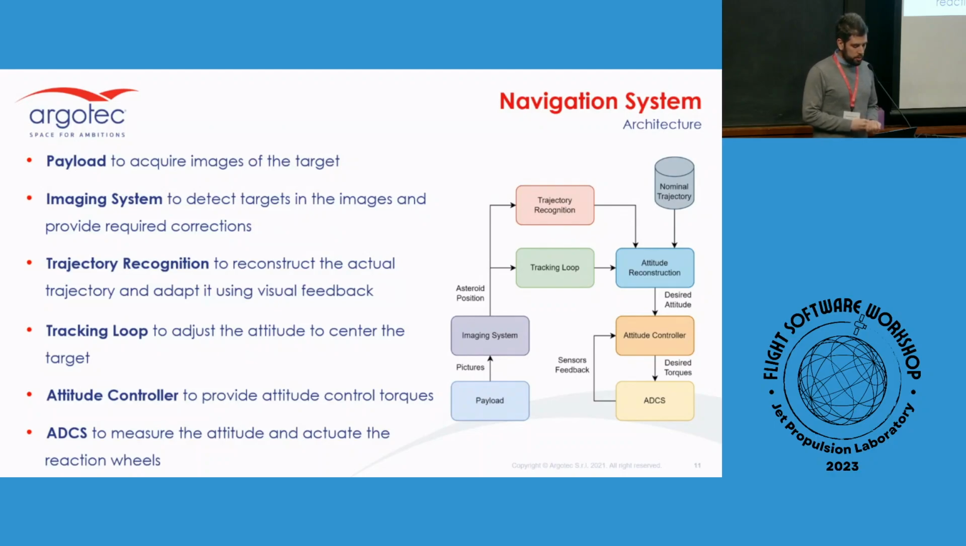Picture data is fed into the imaging system, which detects the targets and provides the features to the following blocks. We have a trajectory recognition block, which we'll show you later, and was used to try to understand on which of the multiple possible trajectories the satellite was on. The tracking loop is used to keep the attitude in such a way as to always stare at the asteroids. And then the attitude controller is combined with the actual attitude determination and control system to perform the reaction wheel actuation and control the attitude.